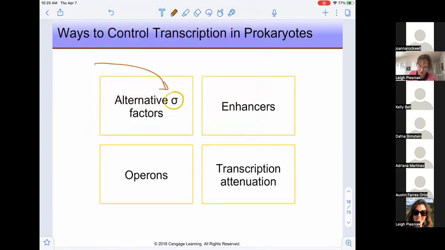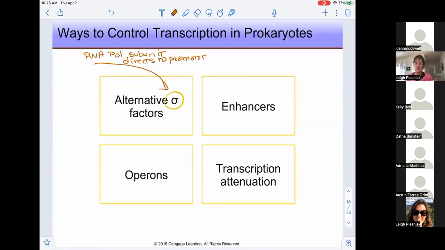Okay, so remember, this is an RNA polymerase subunit. And this is the one that directs the RNA polymerase to the promoter. And remember that promoter, that is a piece of DNA upstream of a gene, a set of genes that's going to be transcribed.